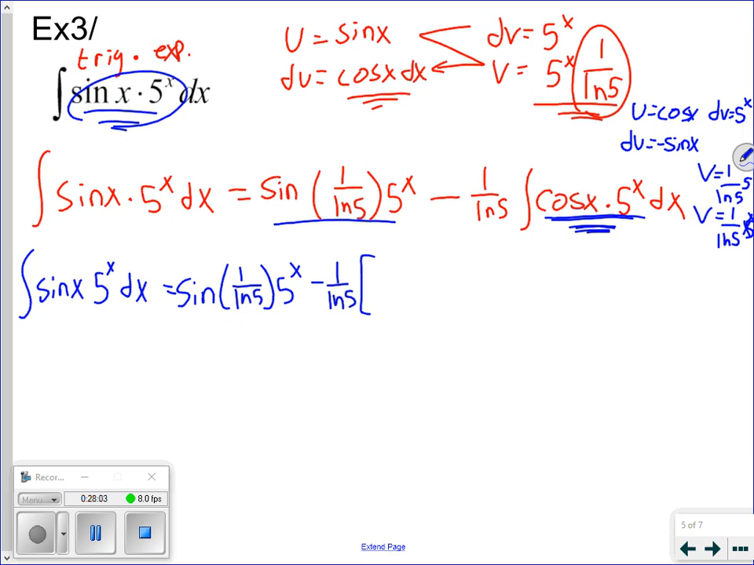Okay. Well, anyway, if I were to do uv, so cosine of x times ln of 5 to the x, that would be, I'll just write it this way, 1 over ln of 5 to the x, cosine of x, plus, and then the integration of v du. So here's du, here's v. I'm going to go ahead and bring the 1 over ln of 5 on the outside again, and I'm left with the integration of v du.